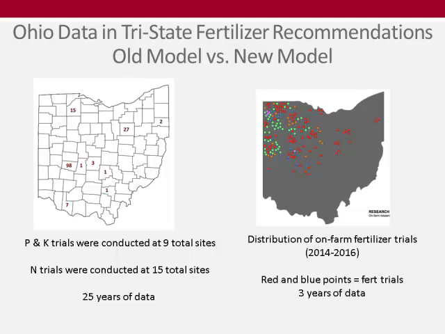And this is a very different approach, okay? This is a map showing the red dots and the blue dots, where we have conducted fertilizer trials essentially in the state in the last 3 years, okay? So you can see the distribution here. So this is just 3 years of data. And there's a lot better representation in terms of the soils, and it's not perfect, mind you, right? We have some work to do in southwestern Ohio, but we're trying to get there.